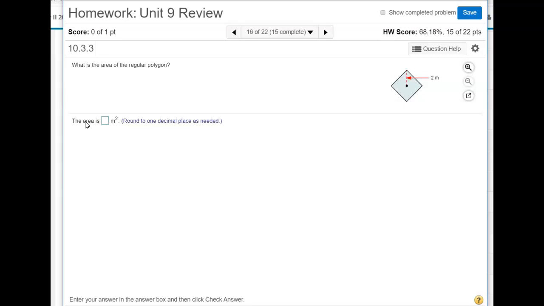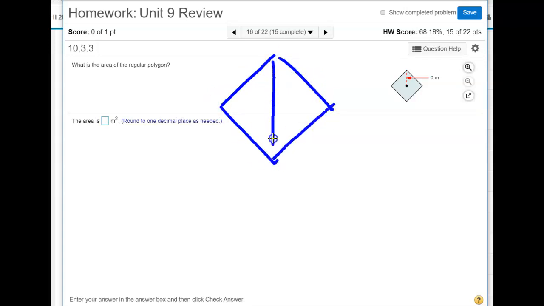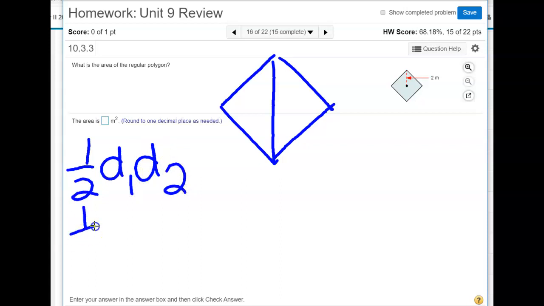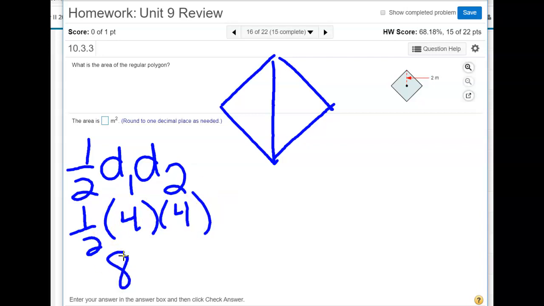Next one, they want to know what is the area of the regular polygon. So the formula we had been using, and again you've got two options. I'm going to go with the first option, which is probably the easier option. If you recognize you have a square, and a square is also a rhombus. If this piece here is 2, that means that whole diagonal is 4. So one way we could do this is using 1/2 d1 times d2. One of our diagonals is 4, and actually the other diagonal is 4 as well, because the diagonals in a square are congruent.